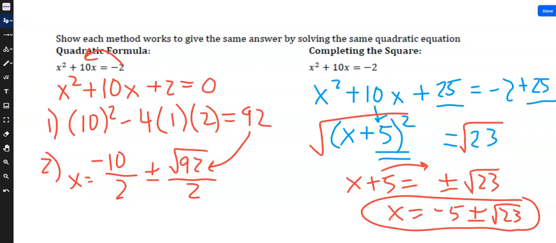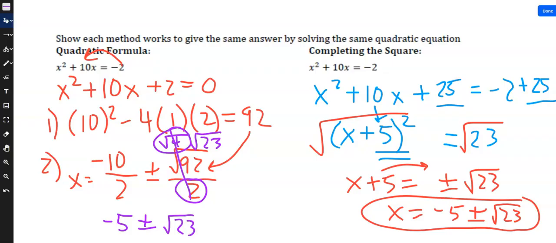What perfect square goes into 92? So I'm using my calculator. Maybe I start out with 92 over 4. That does work. In fact, I get 23. So now, what is the square root of 4 over 2? Well, of course, those things cancel out. So we get negative 5 from the first part and radical 23 from the second part. And as you can see, we got to the same answer we did from completing the square.